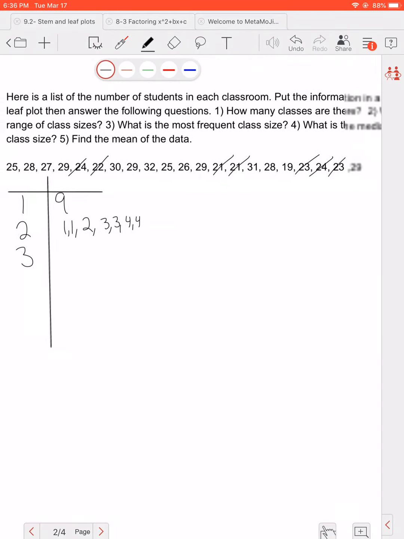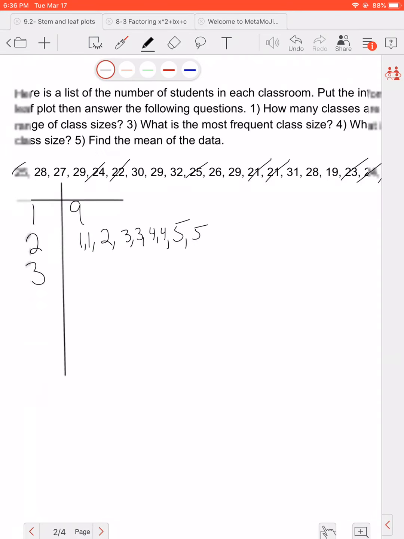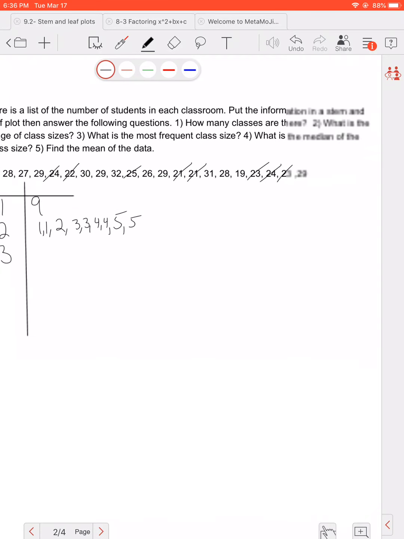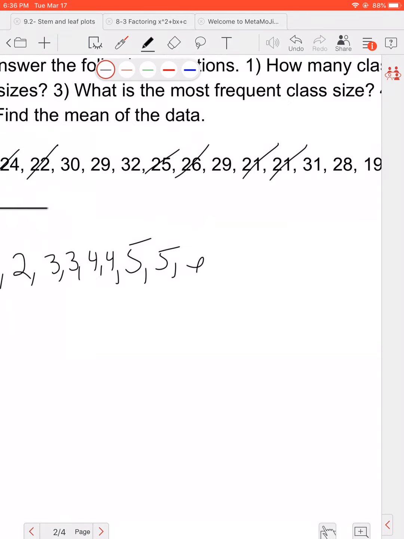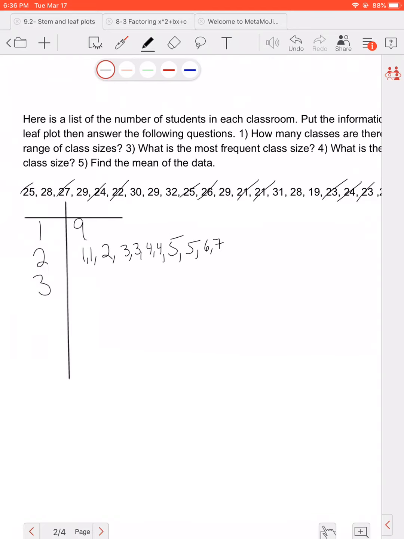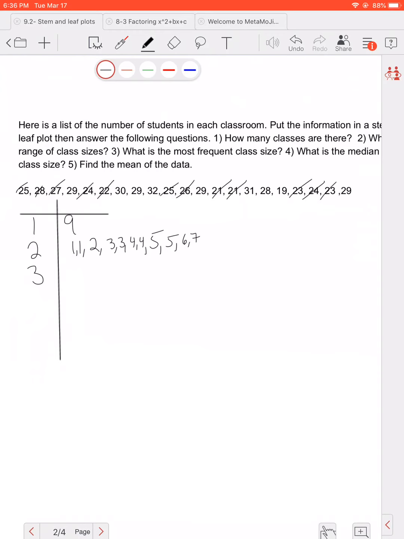And we got 25. There's another 25 right at the front here, so I'm going to add another 5. I see a 26, and I just see one of those. I think I see a 27. So 26, 27. Whoops, let's fix that right there. So we have a 6 and a 7. And it looks like we have two 28s.